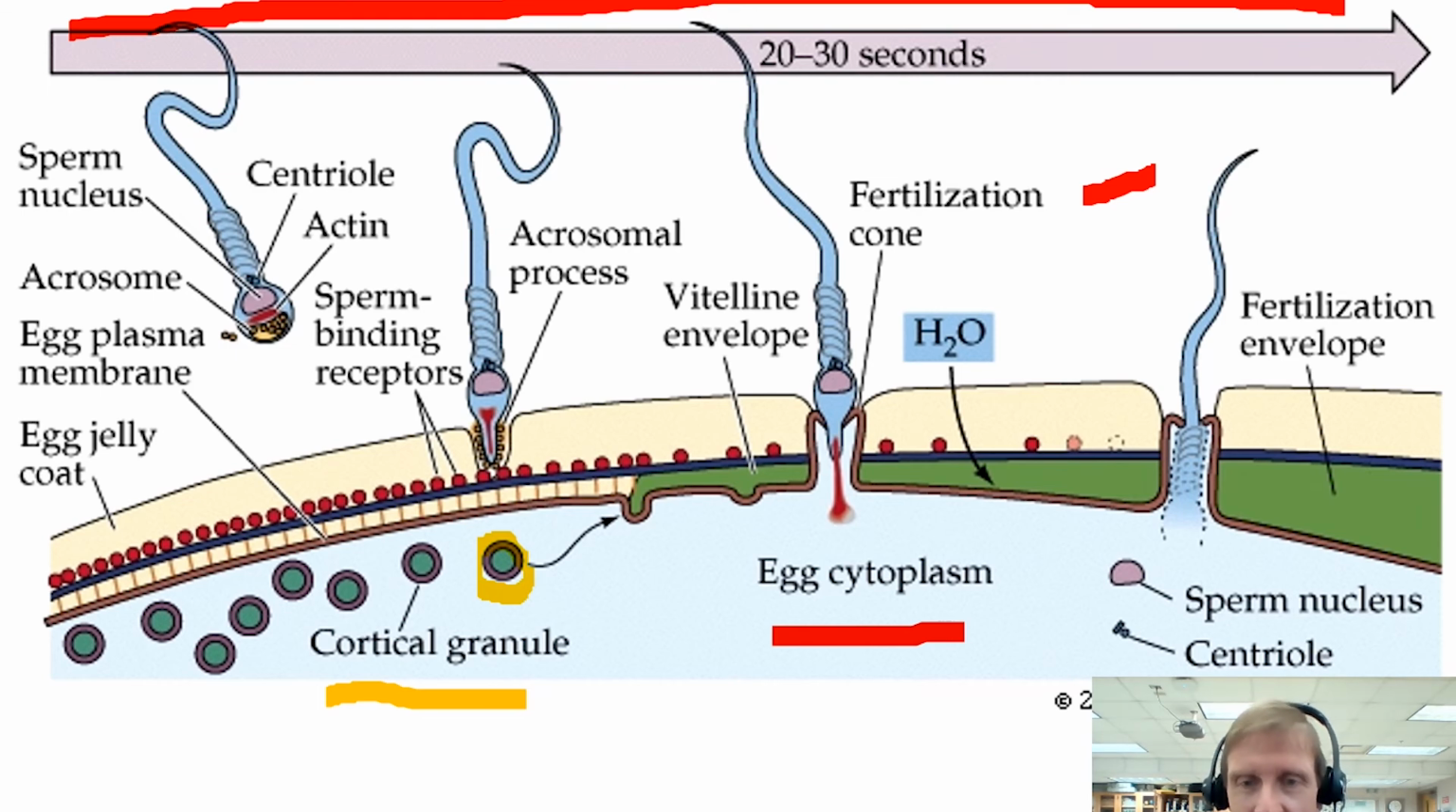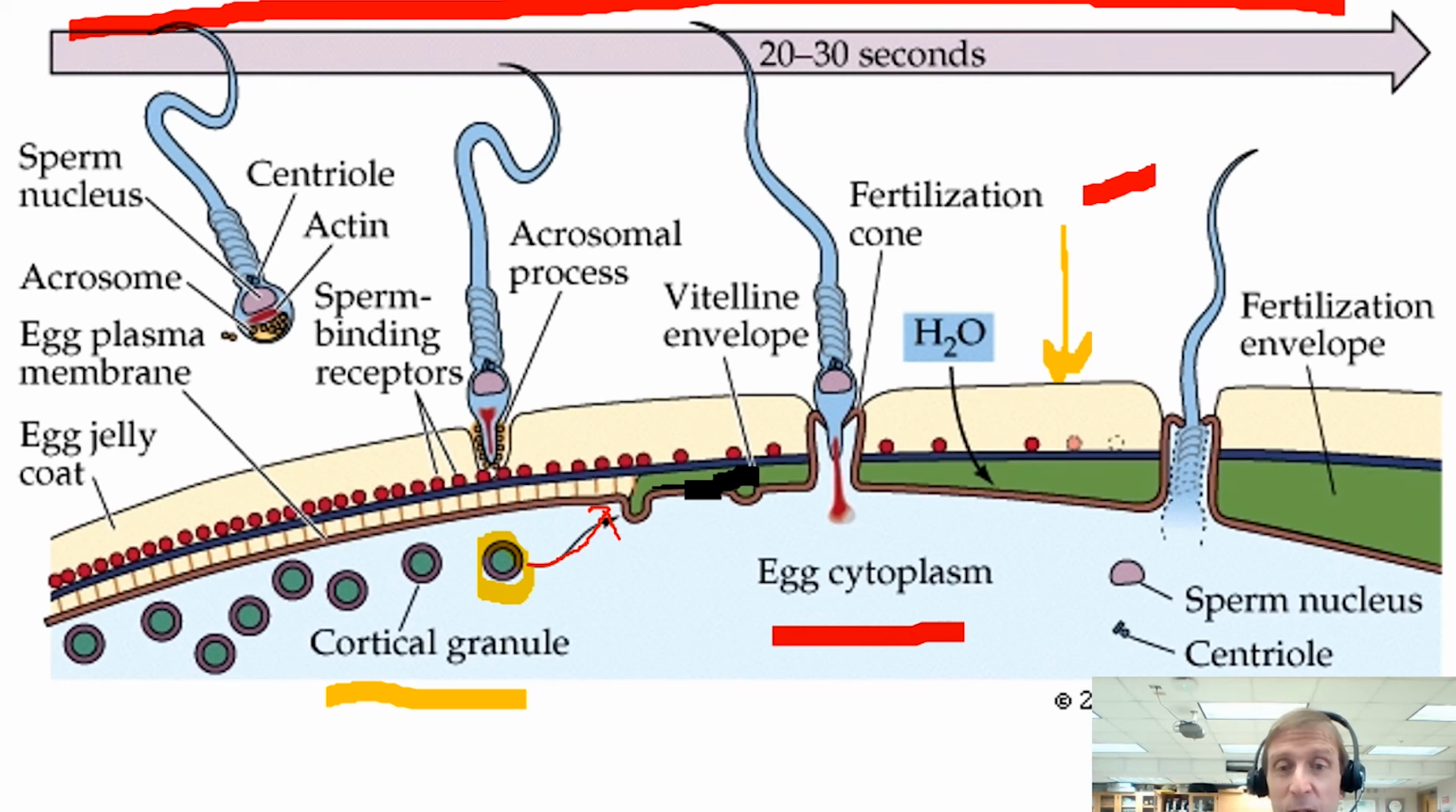And what happens after fast block, when this cell depolarizes, it's due to the movement of some ions moving out, positive ions, and potentially ions moving in. Calcium's a common one. It's positively charged, moves in. That acts as a signal, and it causes these cortical vesicles to move and migrate towards the egg's plasma membrane, and they will fuse with it and release their contents into this space out here. This area shaded in green is where the contents of the vesicles will be released.